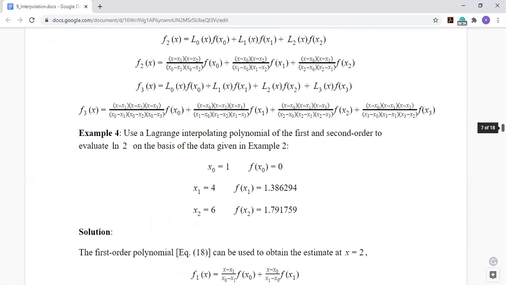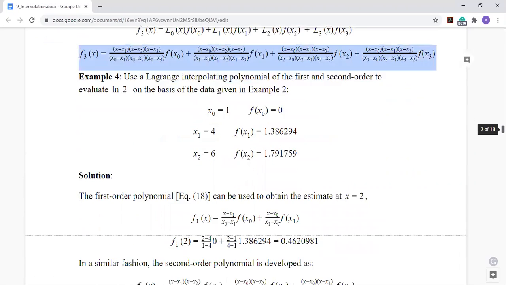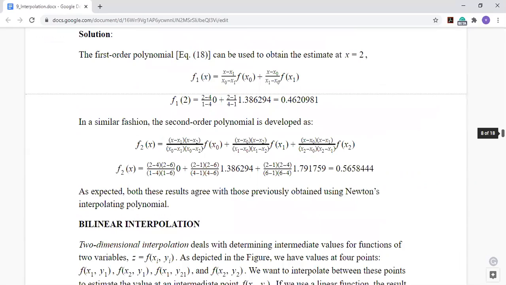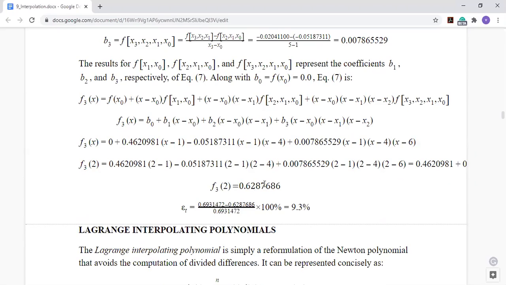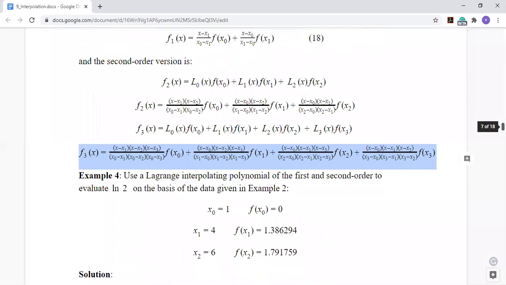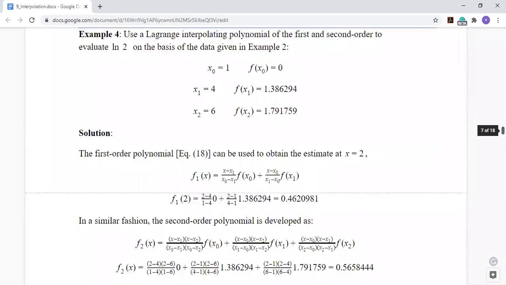So in order to do the third order Lagrange, you can just use this expression I derived just now. It's actually simple. Once you know the first order form, to get to the second order and third order is going to be a piece of cake. If you do it, you're going to confirm that you arrive at the same answer you obtain using Newton's divided difference method.